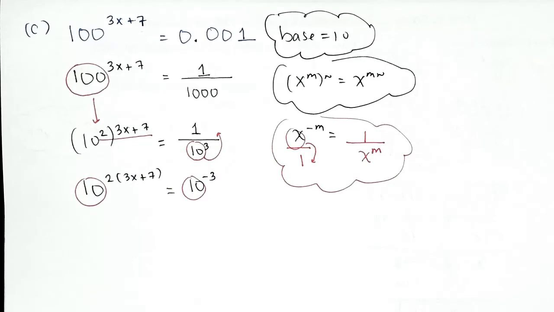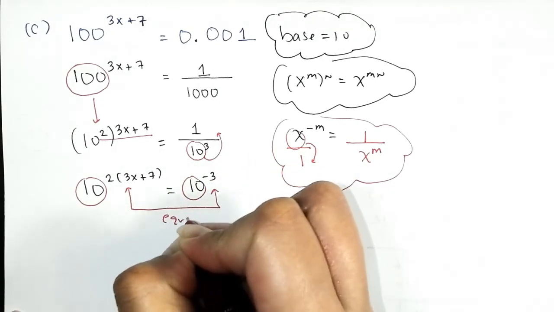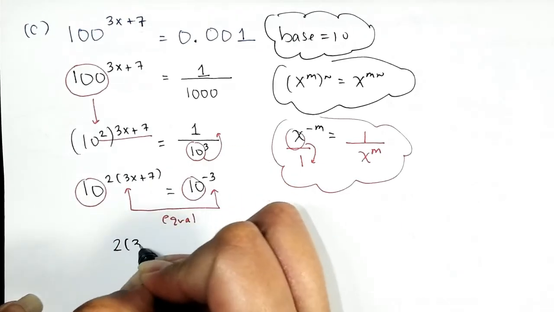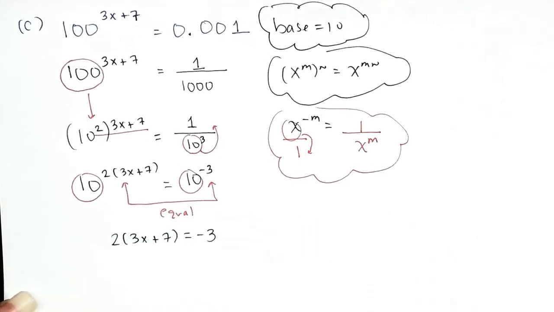So at this point, let's go ahead and apply the property of exponential equations. The property of exponential equations says this: if the bases are equal, then there's no way around it. The powers have to be equal. So the left exponent should equal the right exponent. Let's go ahead and do that.